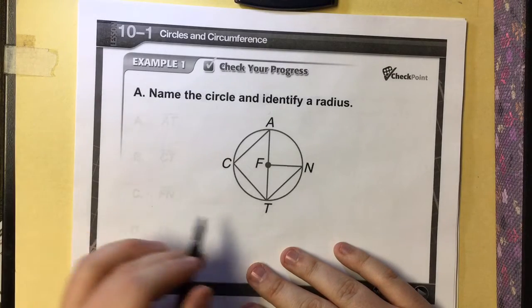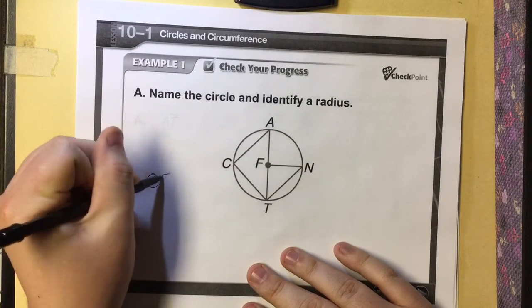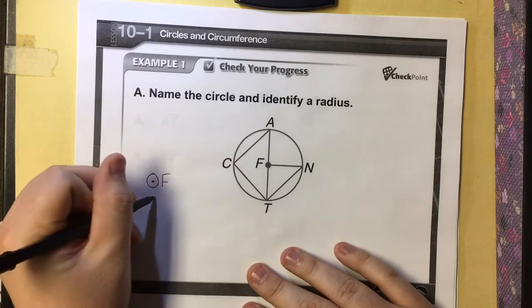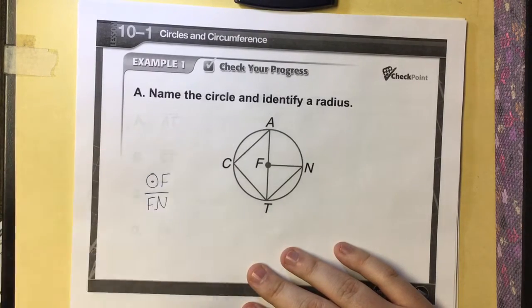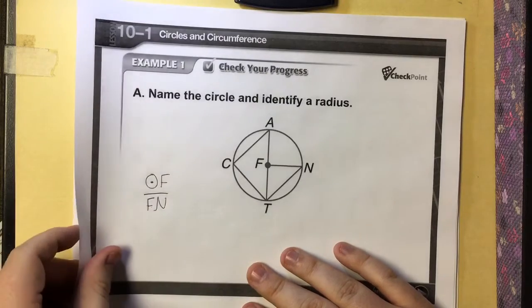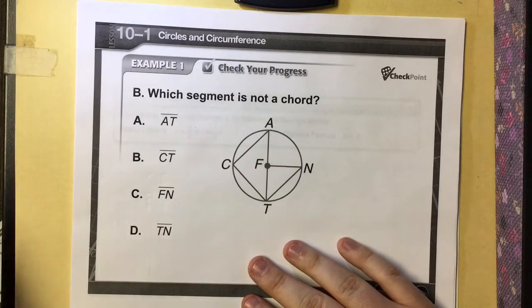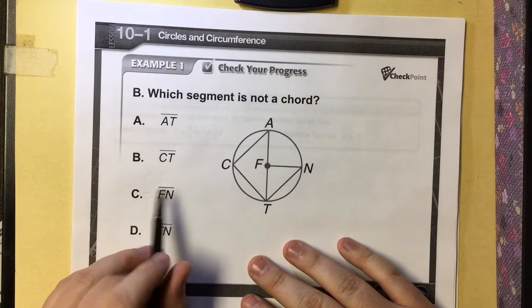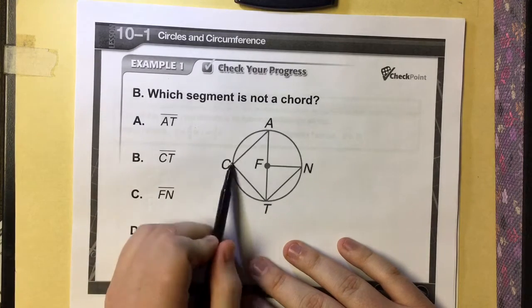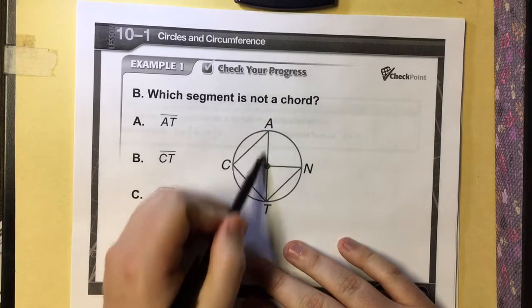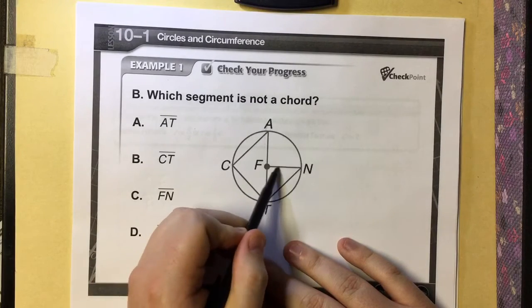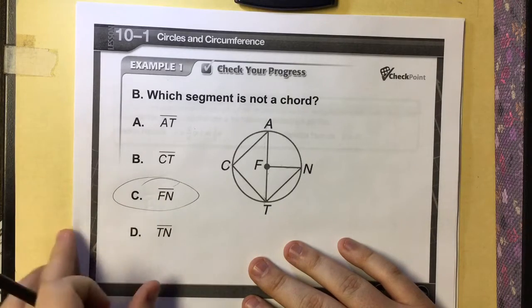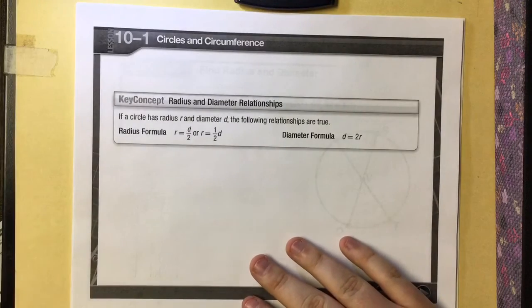We would call this circle F, and just one radius. There are many options, but I will just go with segment FN. We could do segment AF or segment FT. Which one of these is not a chord? In order to be a chord, you need both endpoints on the circle. So this is a chord, this is a chord, this is a chord, this is a chord. But FN is not a chord because F, that endpoint, is not on the circle.